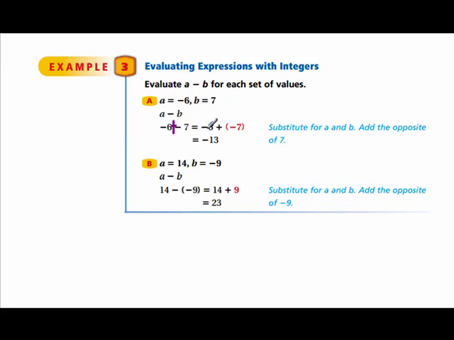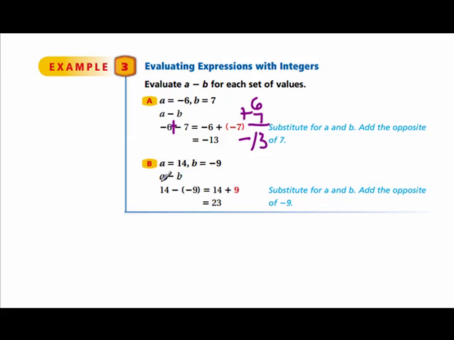Great. I could definitely do counters here. I'm going to model something different. Since my signs are the same, I can simply add up 6 plus 7. And when I add up 6 plus 7, I do get 13. I know my answer has to be negative because both of these were negative. Negative 13.